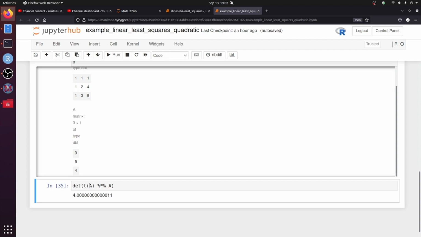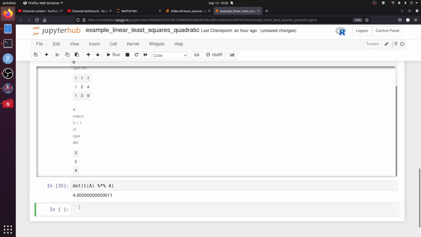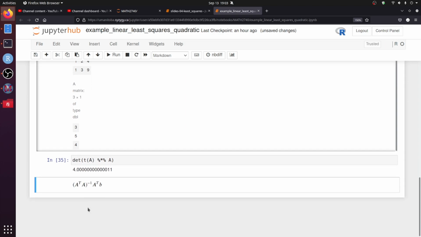And so I remind you that then the solution to the linear least square problem is given by A transpose times A inverse times A transpose. Let me write it down. So the solution is A transpose A inverse times A transpose times B. Okay, so that's what I'm looking for. So let's compute this value now.